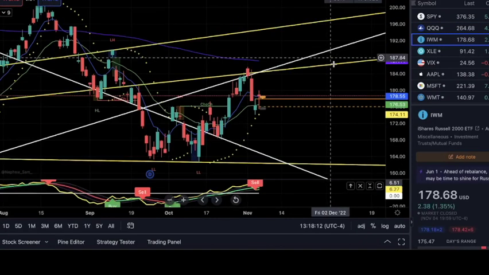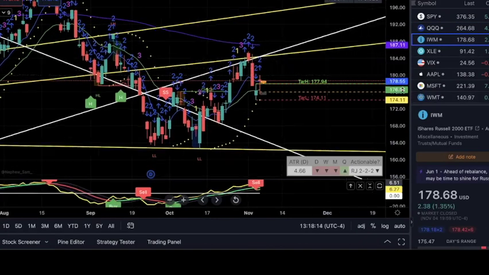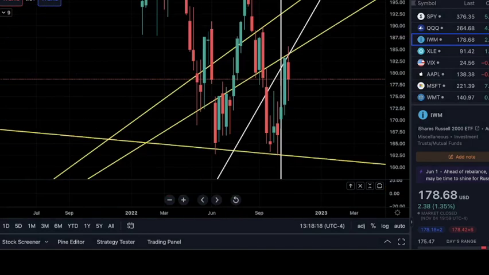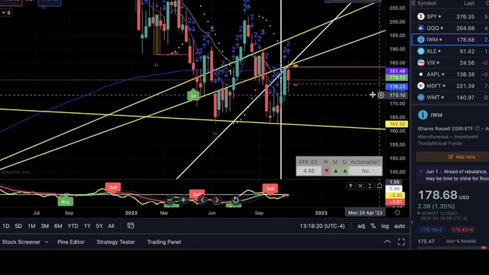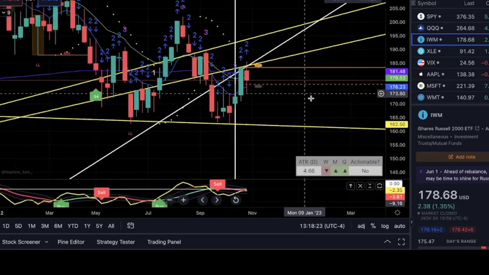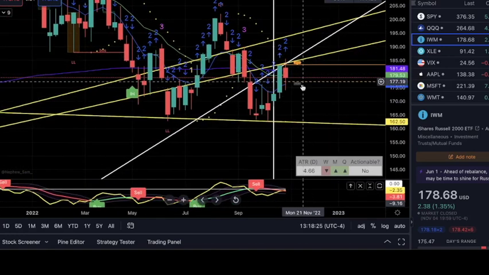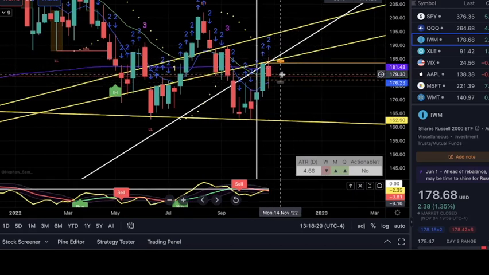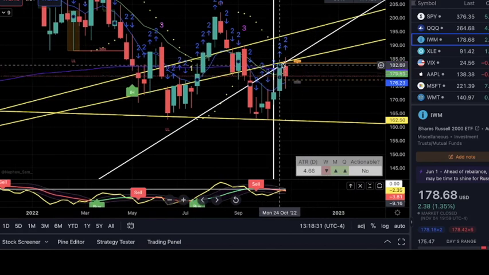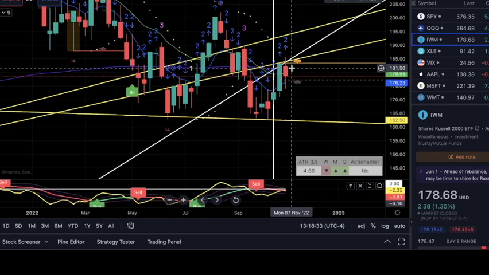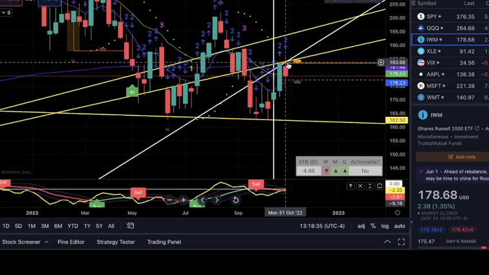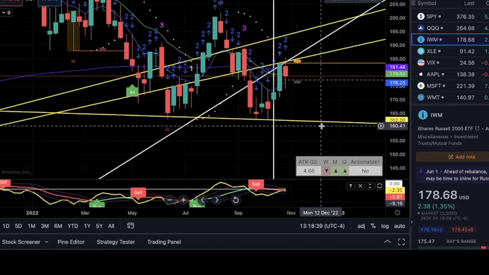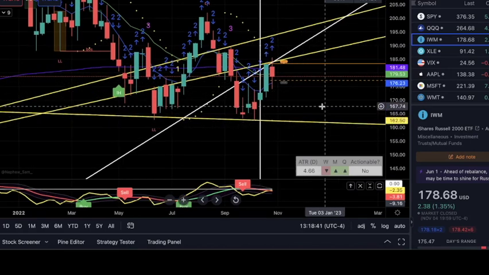So IWM, small caps. Wait a minute. This actually had a better week, but it did come back in. Not quite a shooter, but we kind of have to see what this wants to do. It hit the top of this broadening formation, so it's just about if it can push through and broaden, or if it's going to come back down to test the bottom of it.